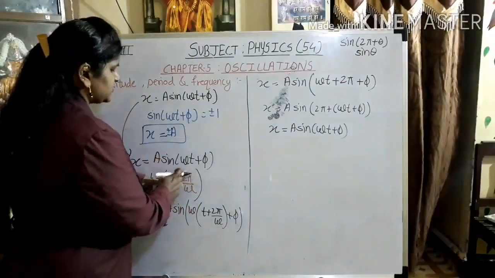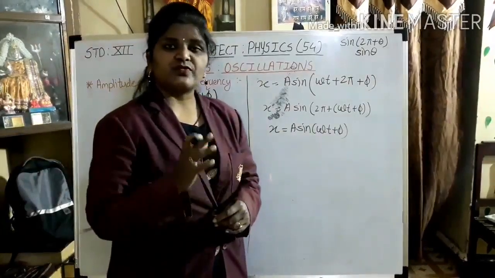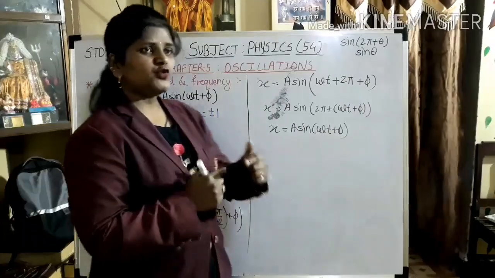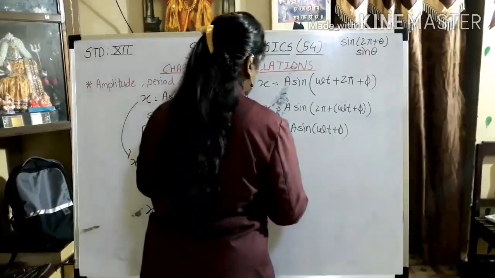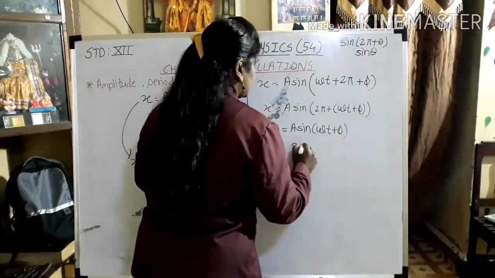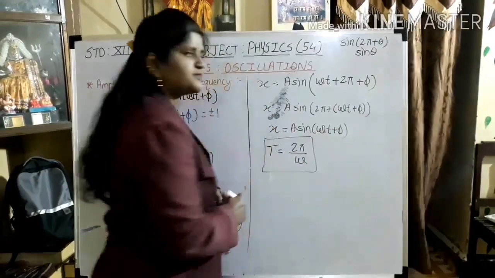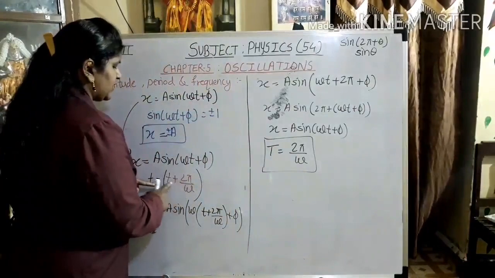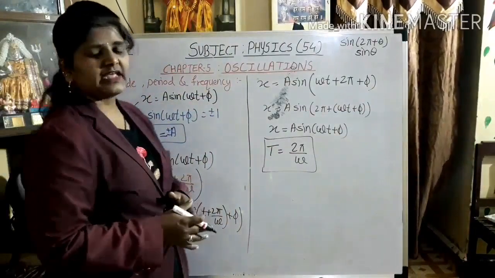After time t, 2 pi by omega is the additional term. So that is nothing but our period. After 2 pi by omega, one oscillation got complete. So we can say capital T is equal to 2 pi by omega. Have you understood this? What happened if I add 2 pi by omega to t? Here t is the initial time.